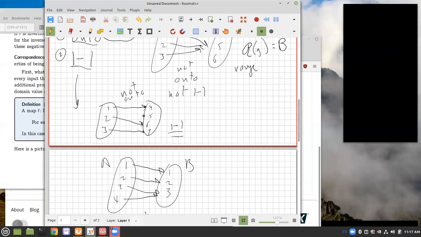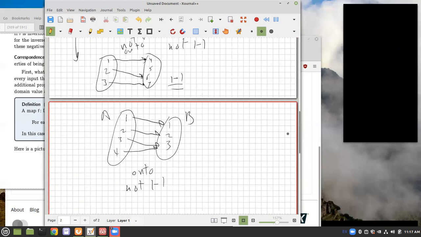So that means that if I want to just flip the arrows and have a map, it has to be onto, otherwise I won't know where F goes. But it also has to be one-to-one, because if it's not one-to-one, then this 3, if I flip the arrows, would go to both 3 and 4, and that would violate the definition of a map.